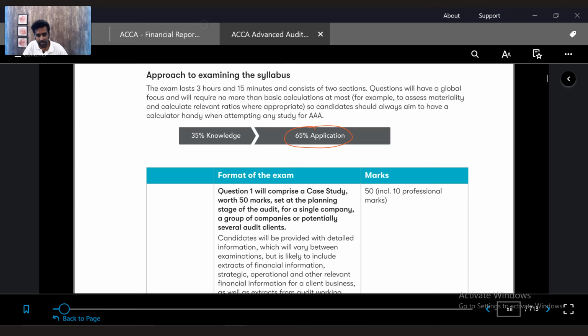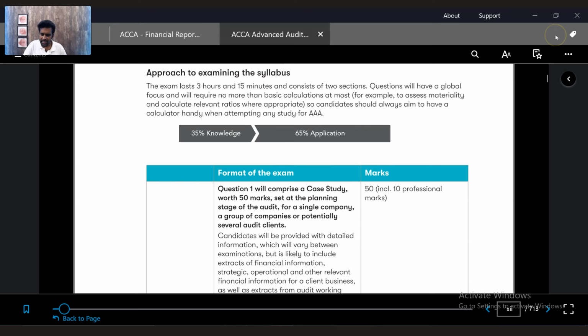So simultaneously, along with our explanation of the chapters and completing the technical articles or technical chapters, we will also be learning how we apply those technical parts to our past exam papers as well as revision kit questions.